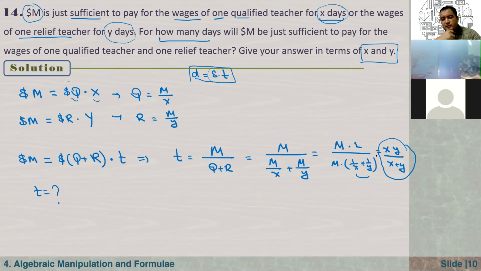And a lot of rate problems actually are solved using similar methods. Okay, Musa, is it clear?